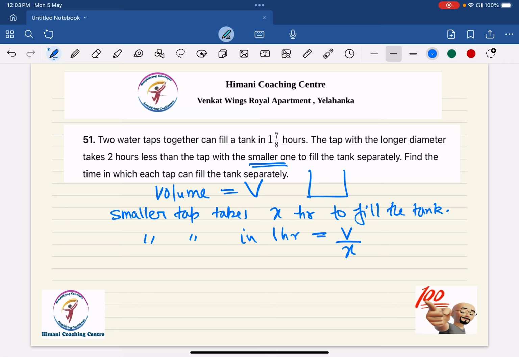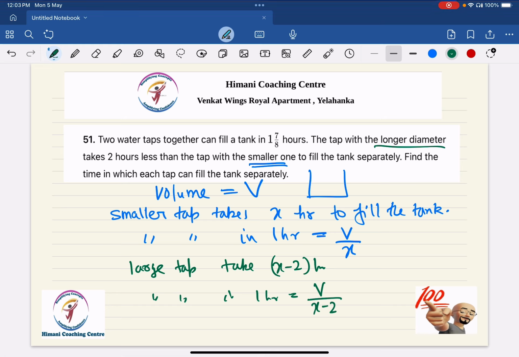Okay. Now let us look at the tap with longer diameter. So let us name it as larger tap or bigger tap. Since it is taking 2 hours less, it will fill the tank in x minus 2 hours. So the larger tap in 1 hour, how much part of the tank would it fill? It will fill V over x minus 2 part of the tank. Correct?